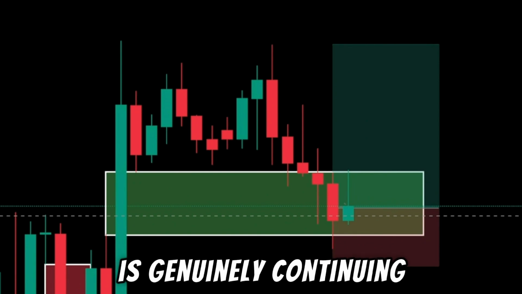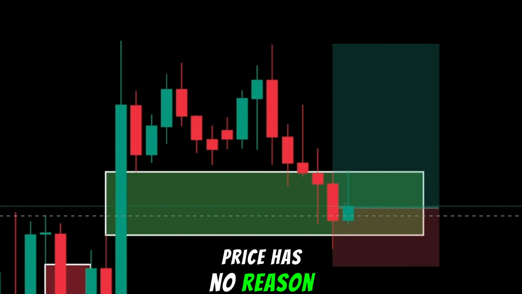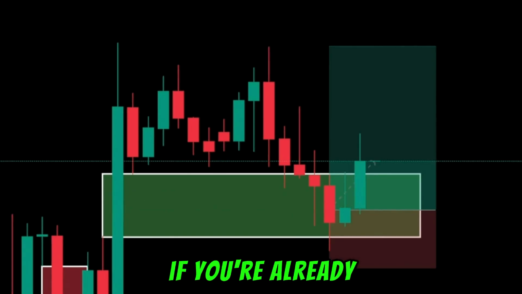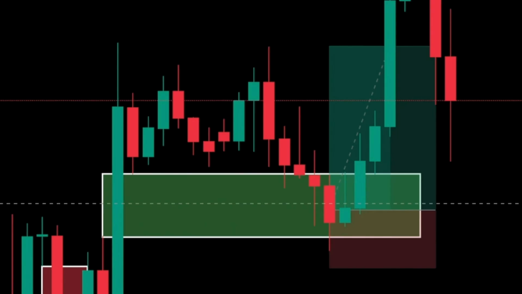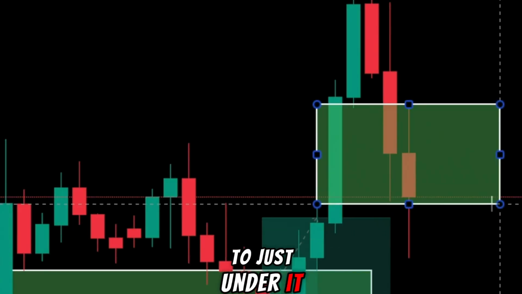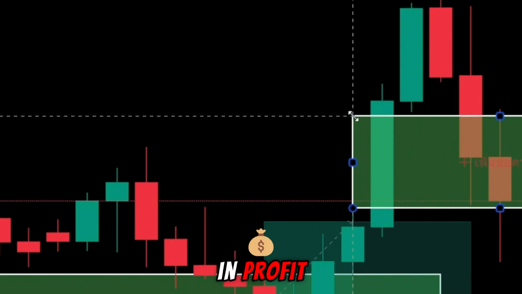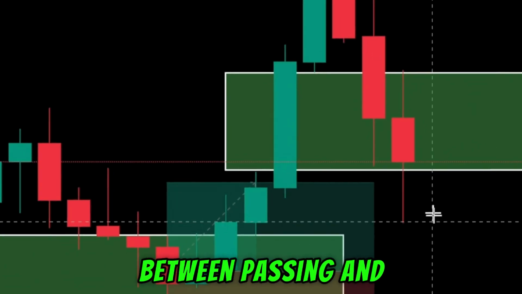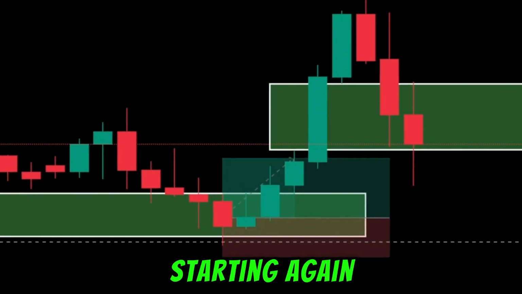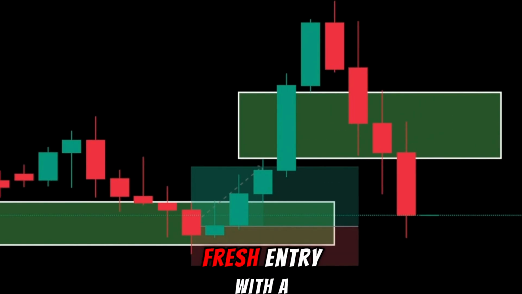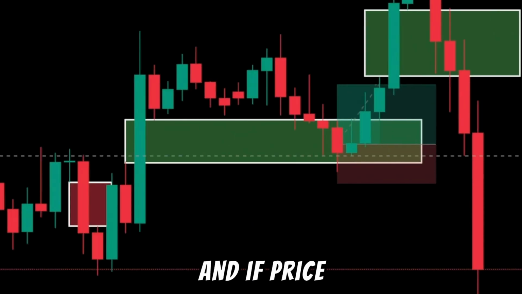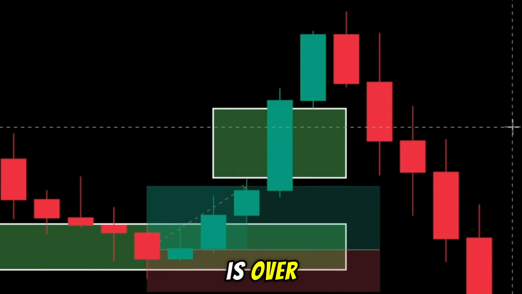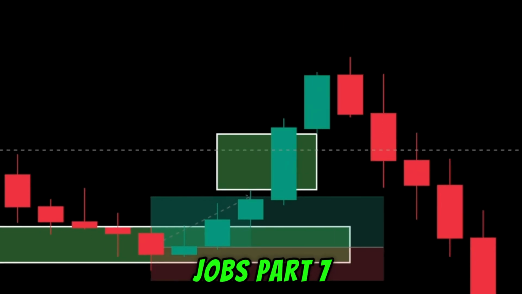If the move is genuinely continuing, price has no reason to trade below that range again, so that range becomes a wall. If you're already long from a gap below, you trail your stop to just under it, and your trade is now protected in profit, which, if you're trading a prop firm account, is the difference between passing and starting again. If you're not in yet, you have a fresh entry with a tiny stop. And if price does come back through it, that's your signal the continuation is over. 1 structure, 3 jobs.